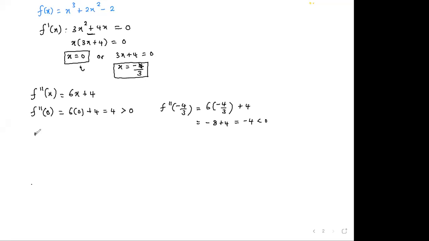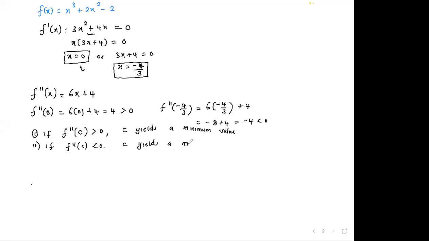Now the test says if the second derivative at the number c is greater than 0, it means that c yields a minimum point, a minimum value. Two, if the second derivative is less than 0, it means that c yields a maximum value.